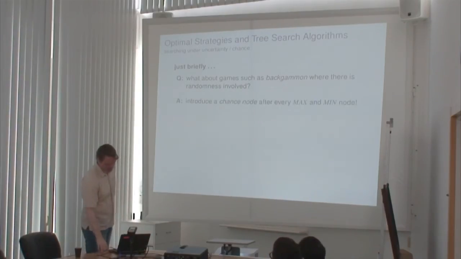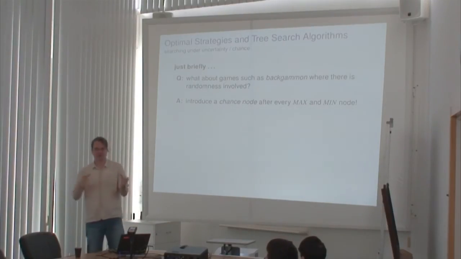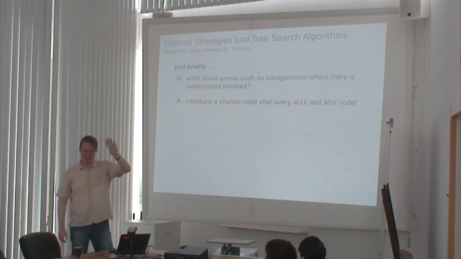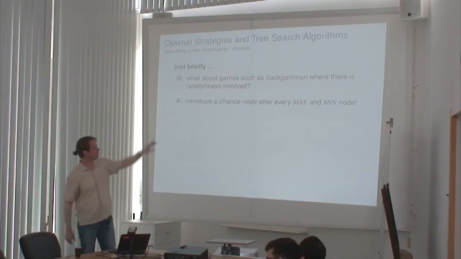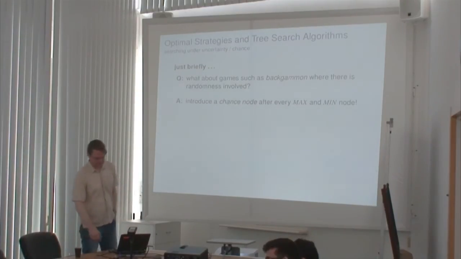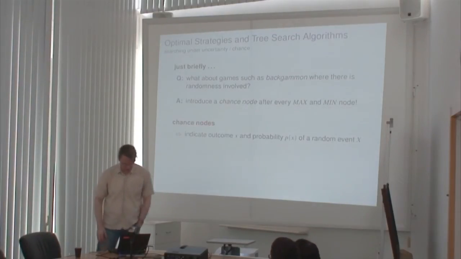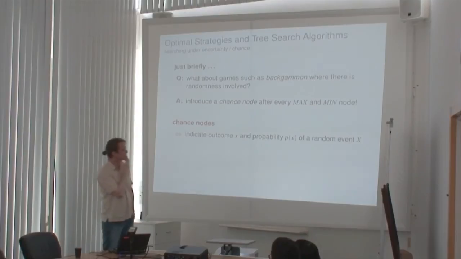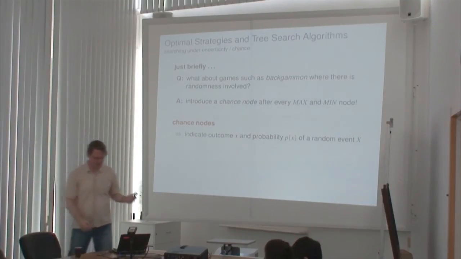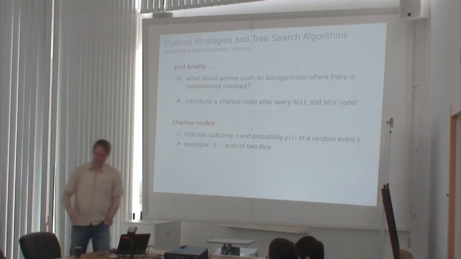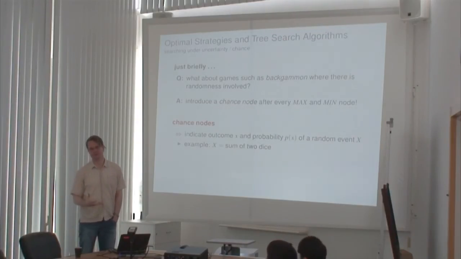And here's how. You introduce a new type of nodes. So far we had two types of nodes, the nodes where max is to move and the nodes where min is to move, and now we introduce a third type called chance nodes, and we introduce them after every max node and after every min node. In these chance nodes we register the probability of random events, such as, in the case of backgammon, the outcome of the random event of rolling two dice.